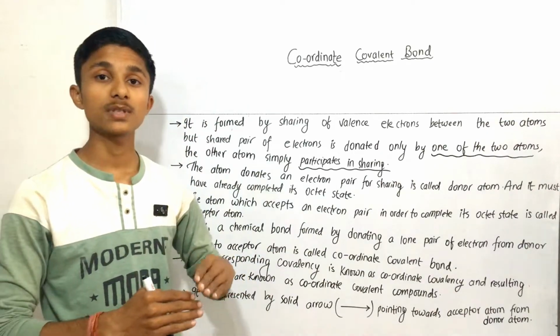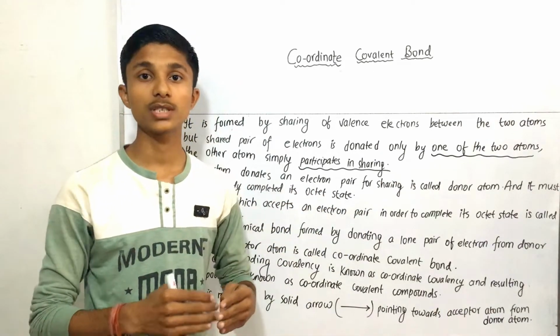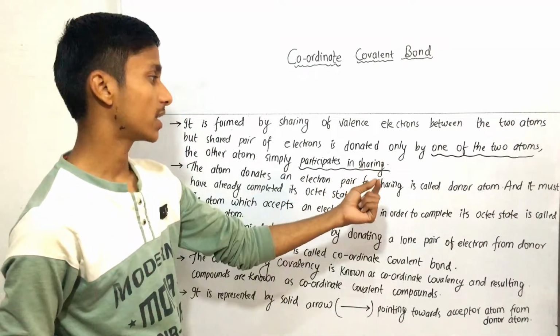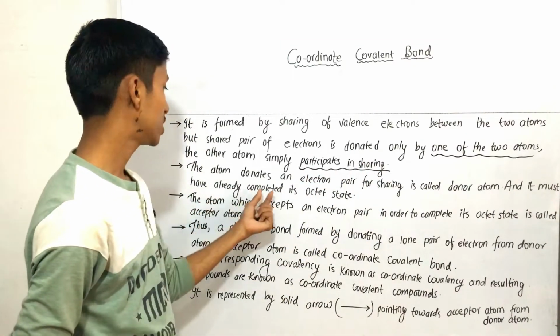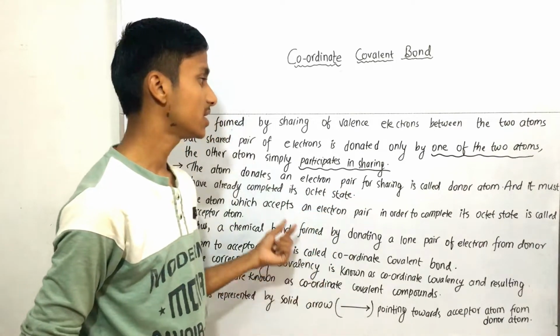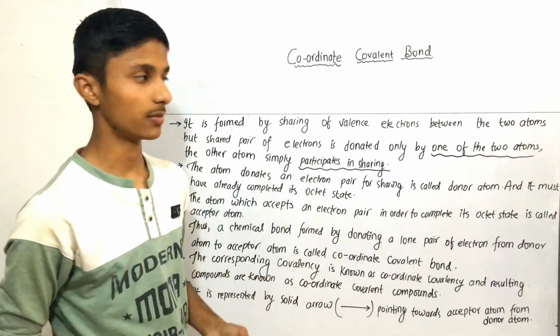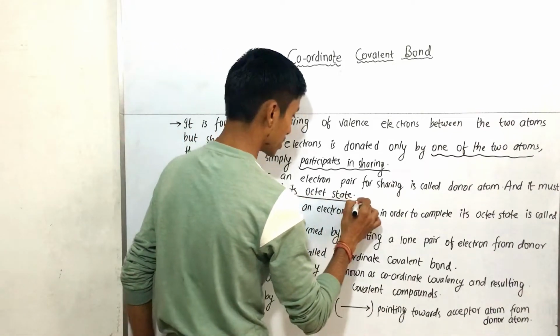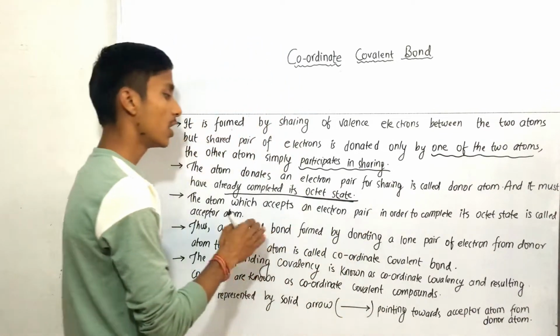Second, the atom that donates an electron pair for sharing is called the donor atom, and it must have already completed its octet state. This is the condition for the donor atom. Its octet state should be completed earlier.